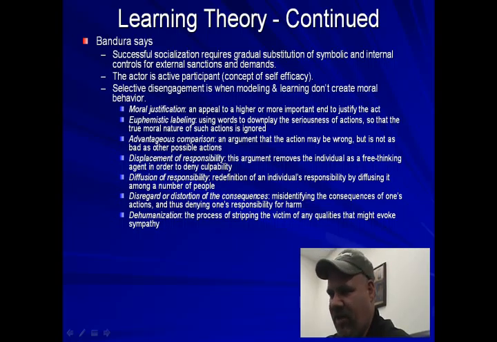Moral justification, an appeal to a higher or more important end to justify the act. Euphemistic labeling, using words to downplay the seriousness of actions so that the true moral nature of such actions is ignored.